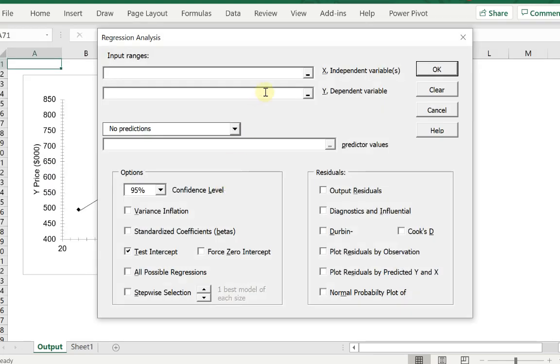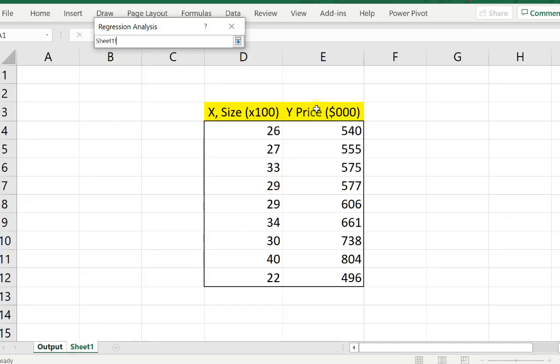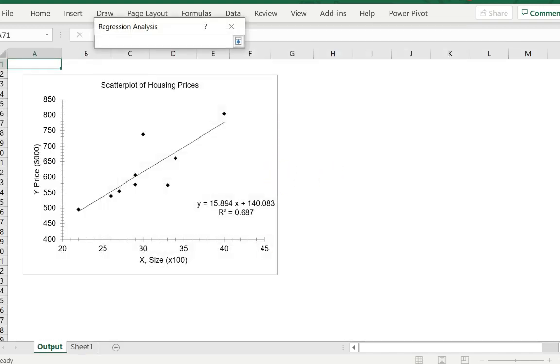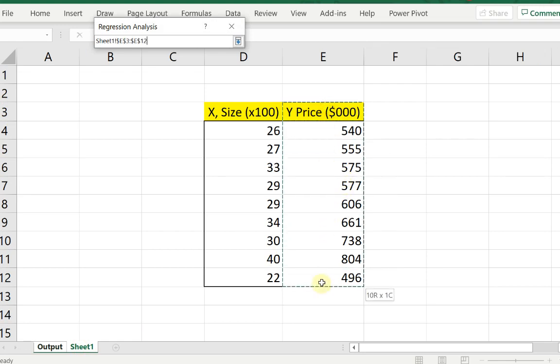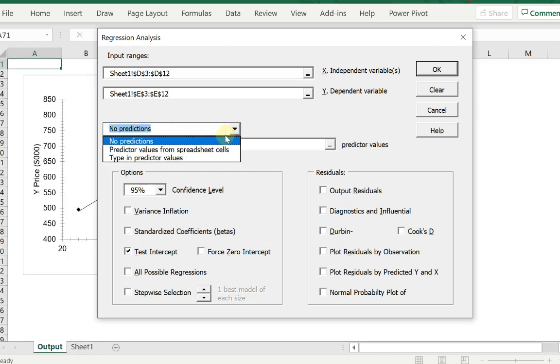Click, left click. Now, x, independent variable, input range for x. I'm going to go to sheet 1 and input range. Oh, I'm sorry, that was for x, right? No biggie. X, enter. Y, which is your dependent variable, and here's my y. And remember, we want to predict the average price of a 2,600 square feet home. So here it says no predictions right now. I'm going to type in predictor values of a 2,600 square feet home.